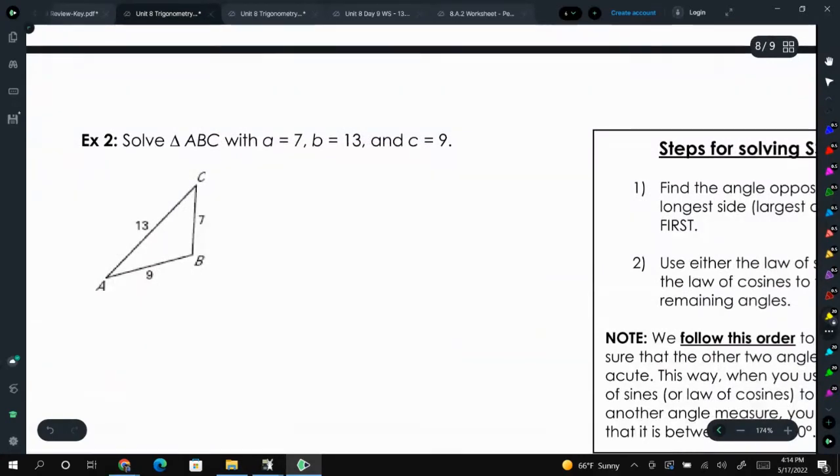Now on to the next page, you see that we have three sides and I'm missing all the angles. So we have to use the law of cosines because we don't know any of the angles. You want to always find the biggest angle first when you're using the law of cosines. So since this side here, AC, is 13 across angle B, that's the biggest side, AC. So I'm just going to label those sides across from the corresponding angles.